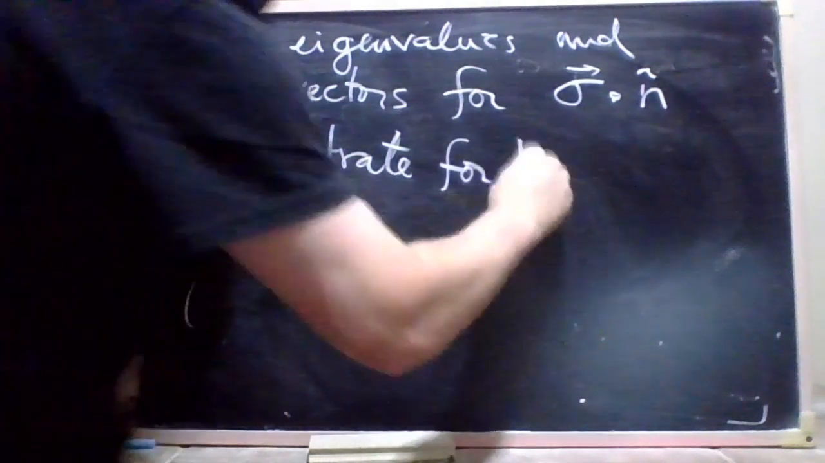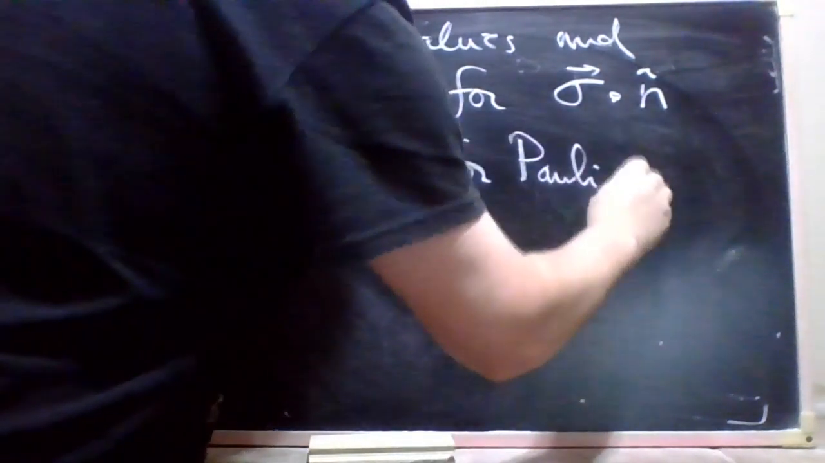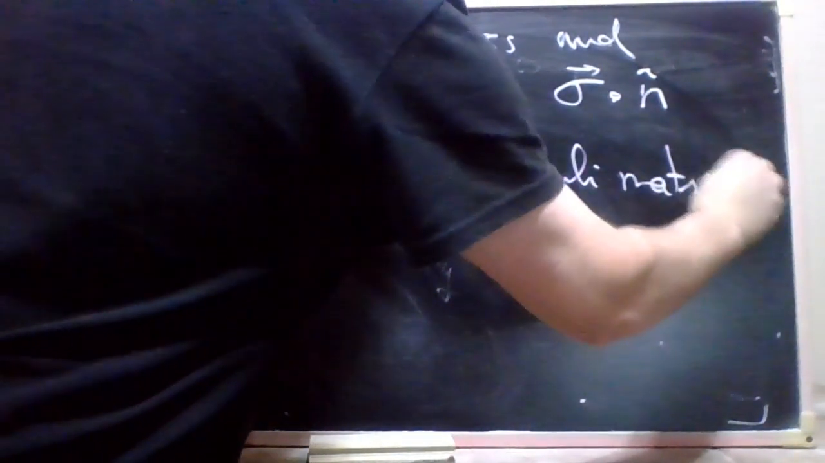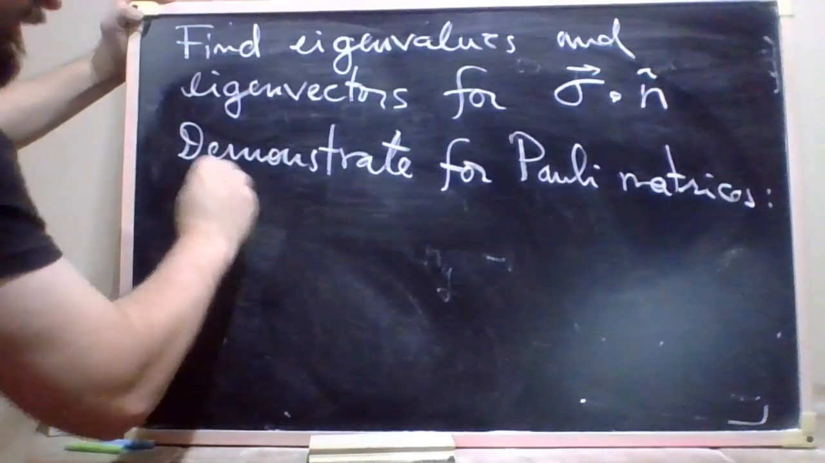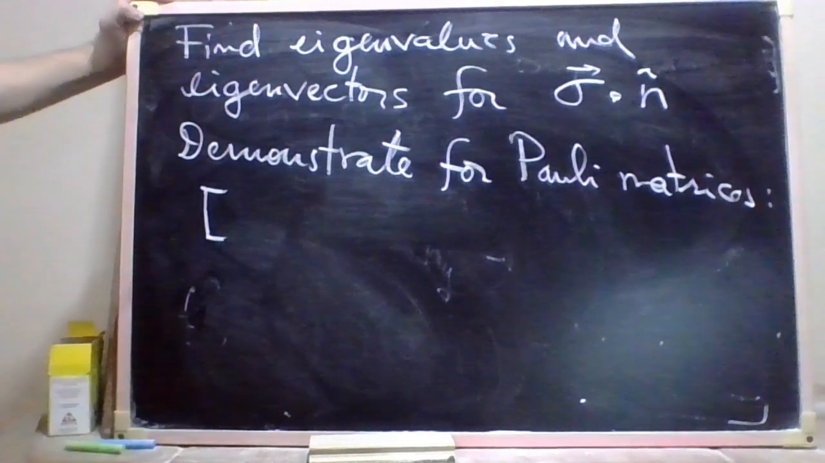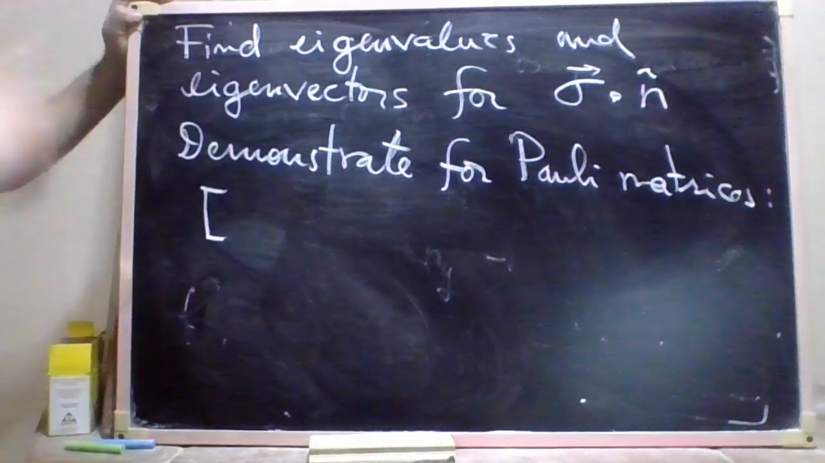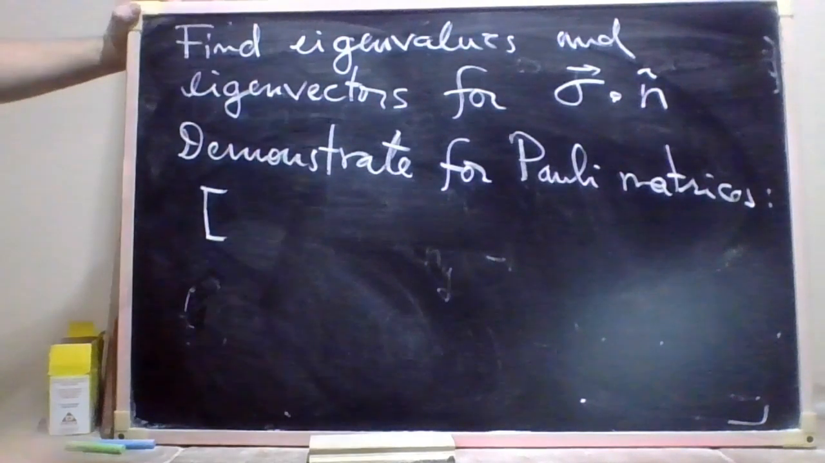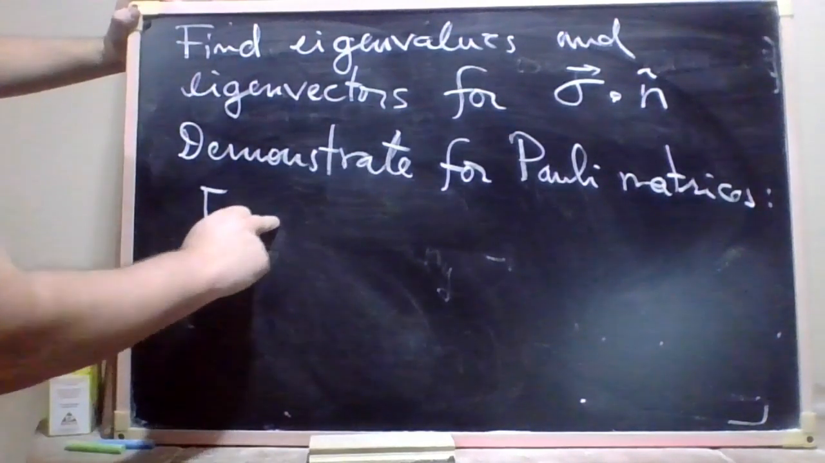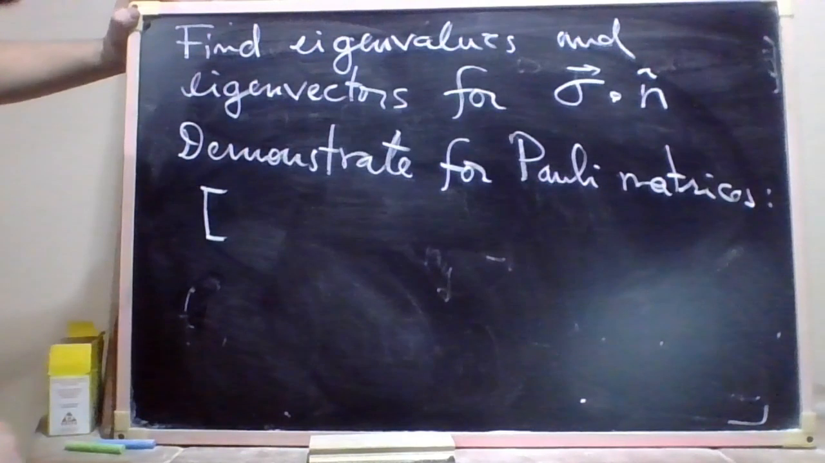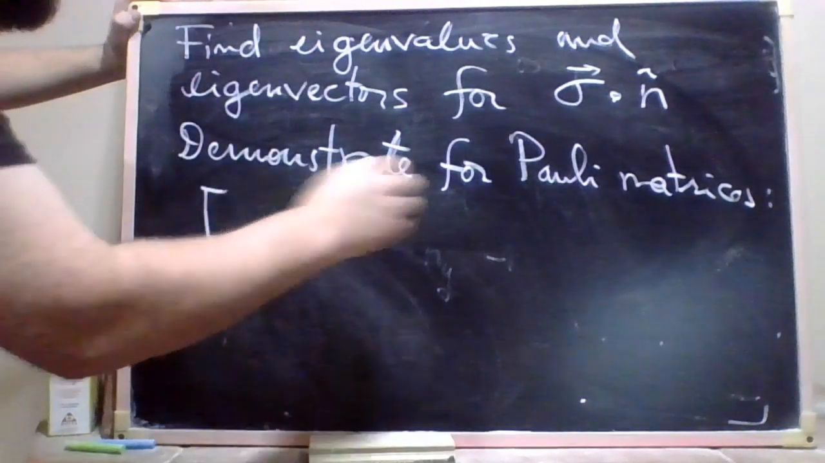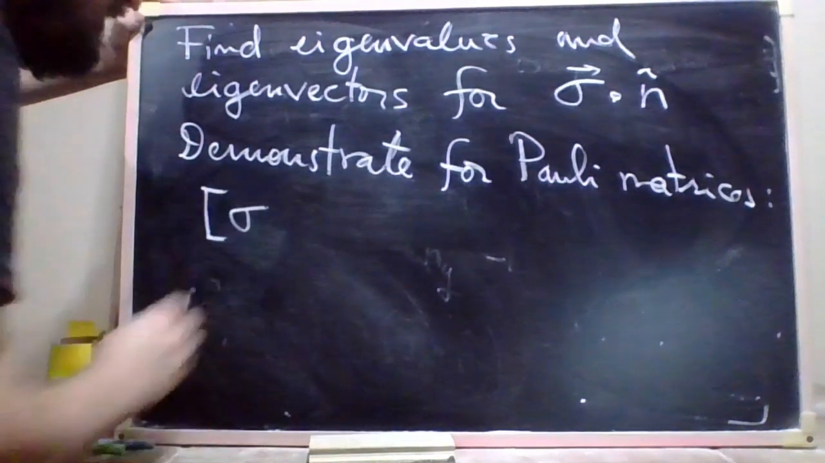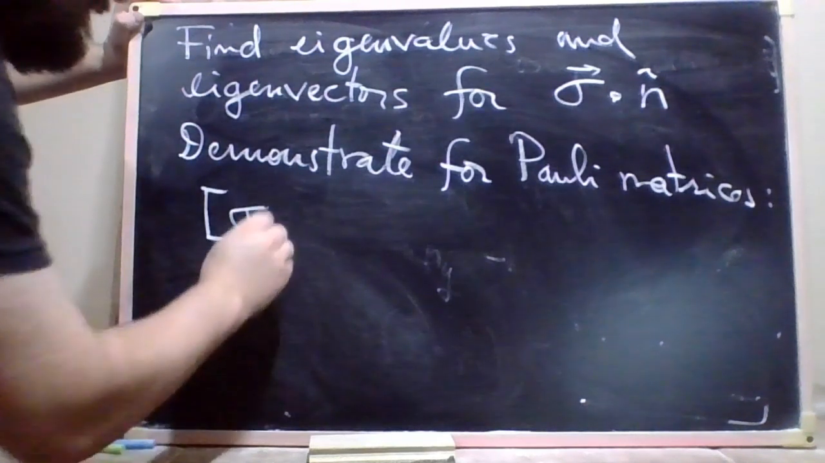Well, also demonstrate for Pauli matrices the following. I need to define commutators and anti-commutators, but I'll put it here as an exercise, and we'll talk about commutators later.